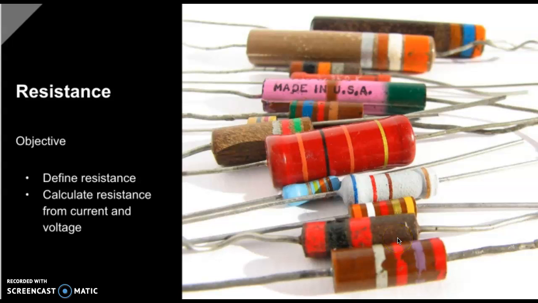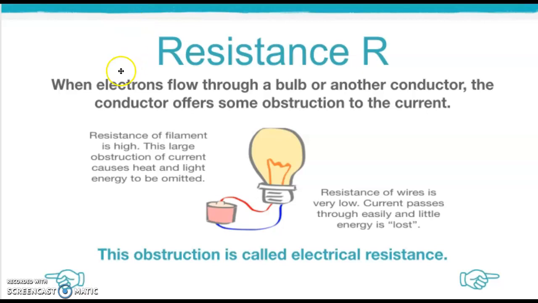So today we're going to talk about resistance, the third important aspect of circuit work. First, we're going to define resistance, and then we're going to learn to calculate resistance from current and voltage. When electrons flow through a bulb or any other conductor, the conductor offers some obstruction to the current.